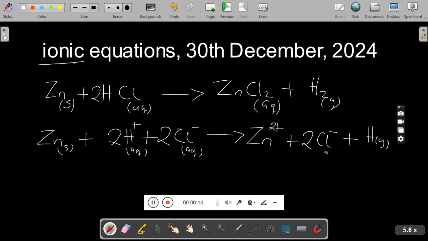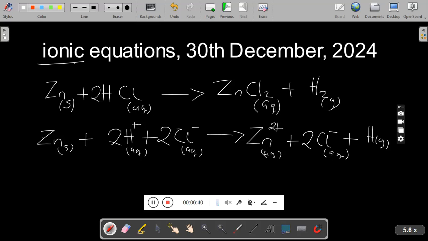Remember to put the state symbol here, it is aqueous, and here it is also aqueous. Why? Because the parent compound we have split is this one, it was aqueous. When you reach this stage, you now check on both sides of the chemical equation, look for things that are exactly the same and remove them.